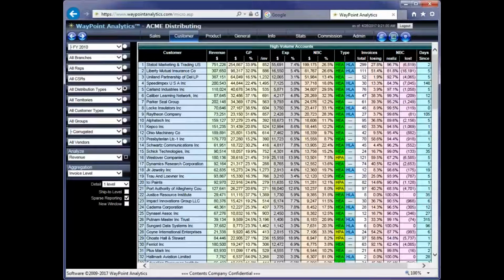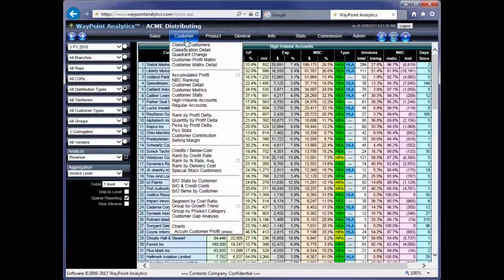You put the same amount of effort into a larger customer that has more volume, then you have an opportunity to make more impact. And so we put together two reports on this tab, and one is the high volume accounts, and the other is the regular accounts. It's kind of the same report, but the high volume accounts only lists the subset of customers that produce above average operating cash or cash flow for the company.